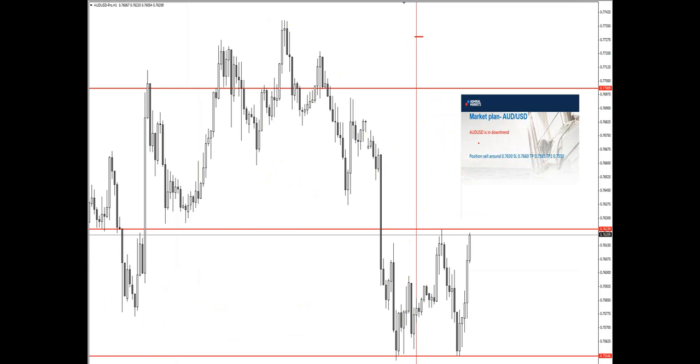Market plan for Australian dollar. This was our webinar time and this was where our position was hit. As I always say, 10 pip buffer, look, 76.30 and it dropped without a single pip of a drawdown. This is my favorite, how my favorite trades look: when I put the entry and we don't have any pip of a drawdown.